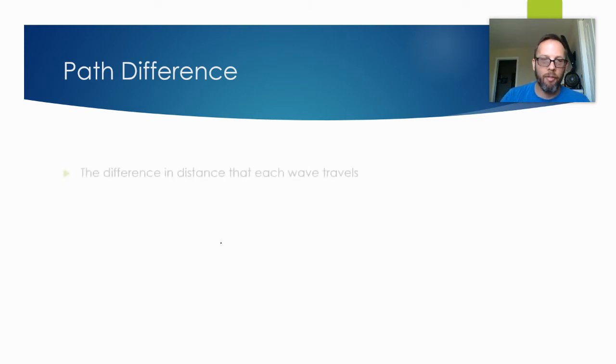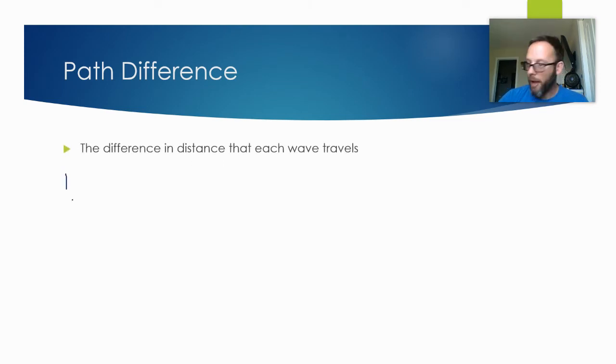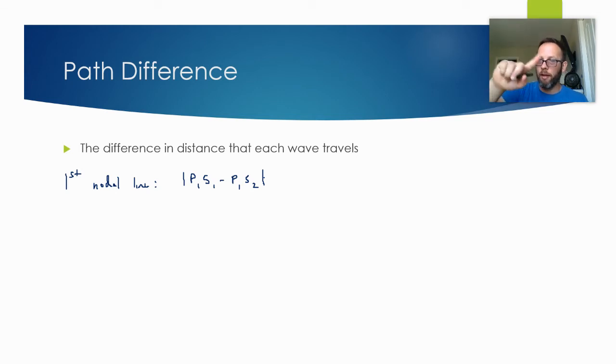So we've talked about what the path difference is, and now we're going to get the math down. So on the first nodal line, we just talked about, so I'm going to get this down, then we'll talk about it. The difference of these two paths, P1S1 minus P1S2, and we use the absolute value signs because P1S1 might be shorter or longer depending on which side of the central axis you are. So by using absolute value, it doesn't matter which side we're on. That difference in the two paths is half a wavelength. We just proved that on our diagram.